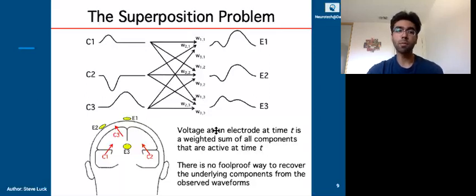And the biggest problem in EEG research and EEG studies is that there's no foolproof way to recover the underlying components from the observed waveforms. You can't isolate them, because these weights and these connections are so random and not consistent. Forget being consistent from person to person, they're not consistent from trial to trial in the same person. So it makes it really hard to understand to what extent I am seeing this component versus that component, and what the influence of the stimulus is on each one of these components.